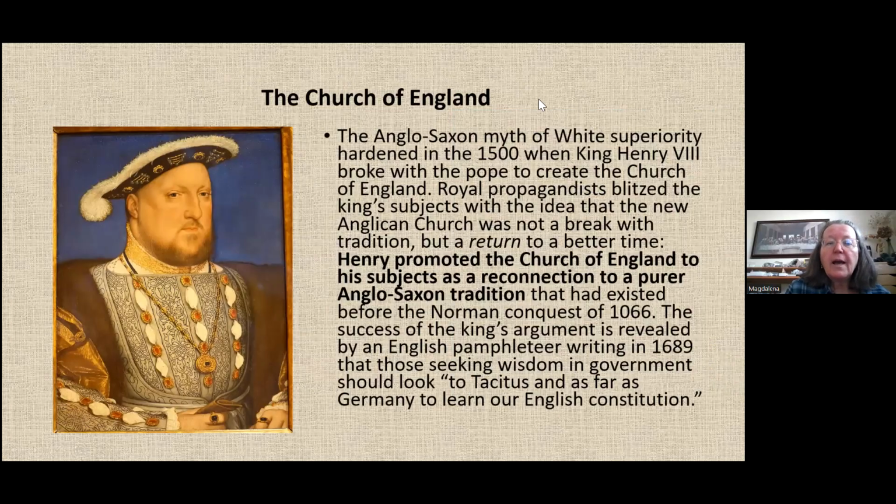The Anglo-Saxon myth of white superiority hardened in 1500 when King Henry VIII broke with the Pope to create the Church of England. Royal propagandists blitzed the king's subjects with the idea that the new Anglican Church was not a break with tradition, but a return to a better time. Henry promoted the Church of England to his subjects as a reconnection to a purer Anglo-Saxon tradition that had existed before the Norman conquest of 1066.